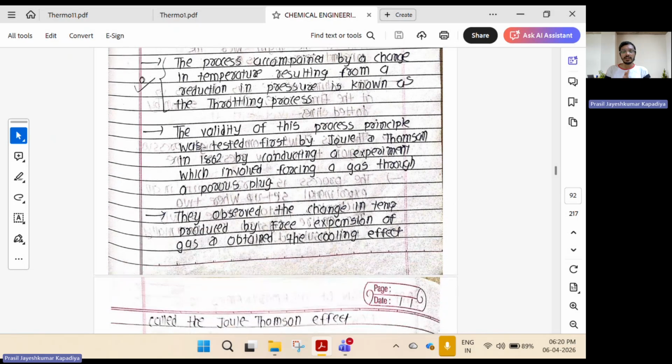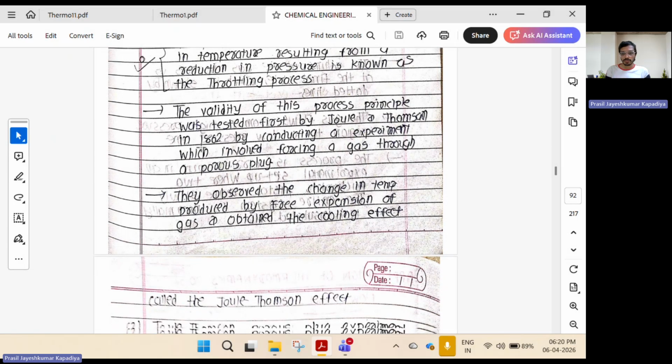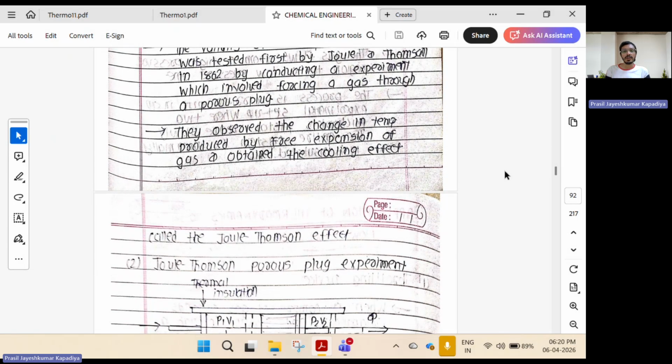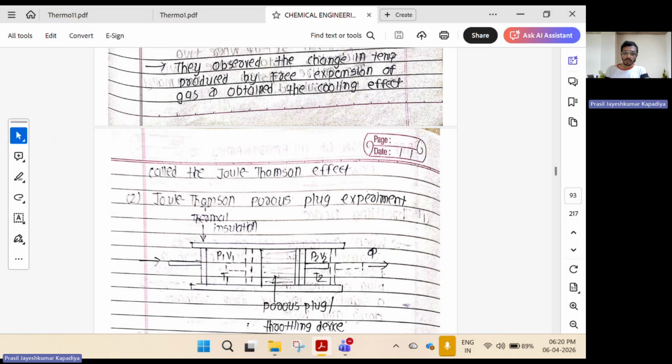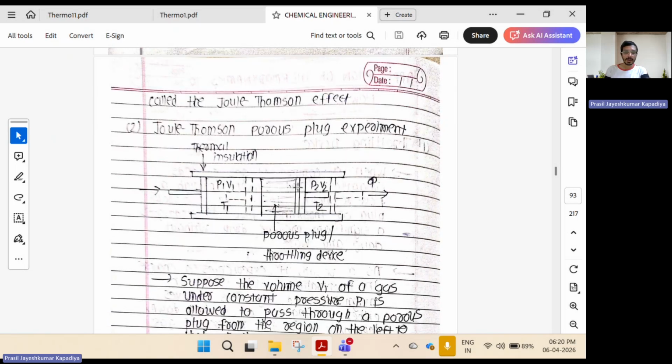The validity of this process principle was first tested by Joule and Thomson in 1862 by conducting an experiment which involved forcing a gas through a porous plug, and they observed the change in temperature produced by free expansion of gas. And they obtained a cooling effect. This we are going to see now. This effect is called Joule-Thomson effect. So this is their experiment.